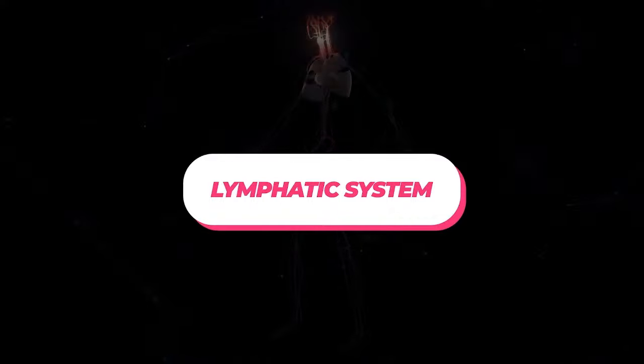sugar levels. The adrenal glands, which are located above the kidneys, produce hormones, such as adrenaline, that help the body respond to stress. The endocrine system helps to regulate metabolism, growth and development, and the body's response to stress and other stimuli. Number 9. The lymphatic system.